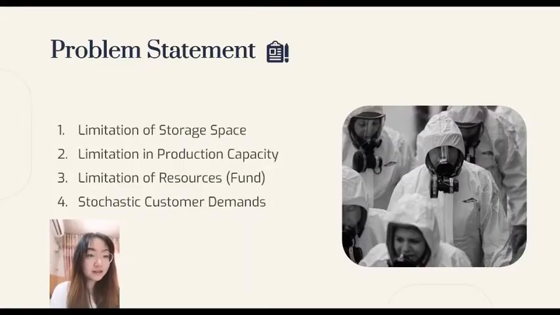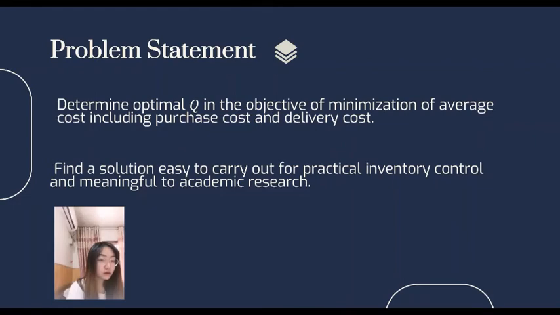In this case study, there are 4 problem statements: limitation of storage space, limitation in production capacity, limitation of resources, and stochastic customer demands. In the general problem statement, determine the optimal Q with the objective of minimizing a range of costs, including purchase cost and delivery cost. Find a solution easy to carry out for practical inventory control and meaningful to academic research.